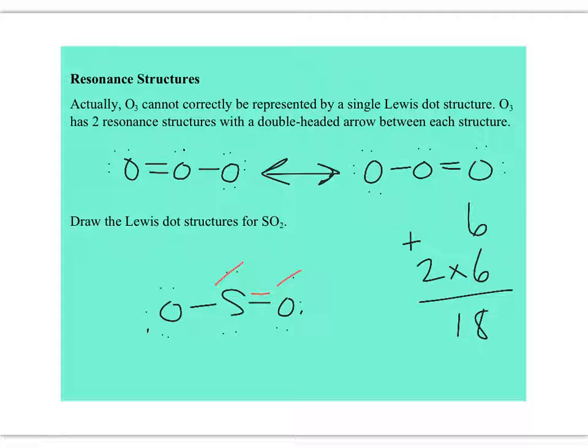I just as easily could put that on the left side of the structure, and so I have resonance structures here, and I'm going to want to draw both. So here's my other resonance structure with the double bond on the left side.